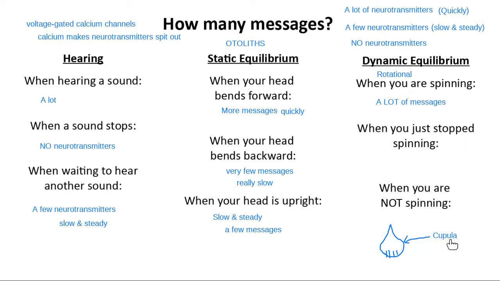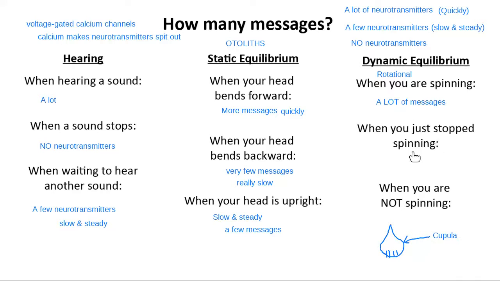When you start spinning, the endolymph fluid inside your semicircular canals pushes on the cupula. It pushes open all of its mechanically gated potassium channels, which means we open up the calcium channels, which means we spit out a whole bunch of messages. When you first start spinning, we spit out tons of messages for your body to know that we're spinning.